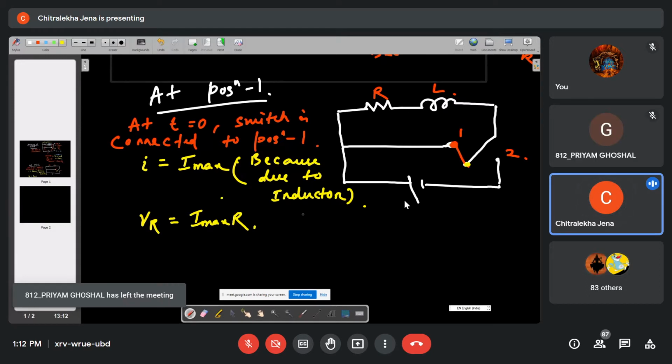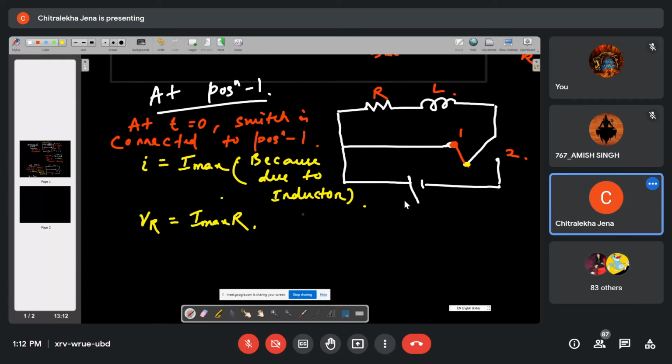When it is connected to position number 1, the current is maximum. The voltage across the resistor is equal to I maximum into R. What is the voltage across the inductor? It will be equal to 0. Okay, all of you clear? All of you got it? Okay. So now I have discussed the situation at time t equal to 0.